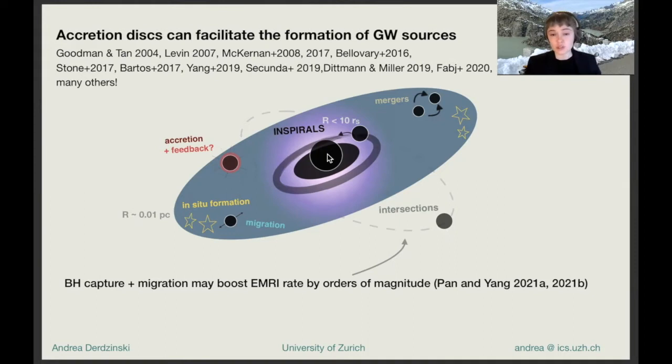And this would lead to an extreme or intermediate mass ratio inspiral, depending on the masses. In the right mass and redshift range, this is a really powerful LISA source. And recent work has demonstrated that with Fokker-Planck diffusive calculations and accretion disk models, this channel can actually boost the IMRI rate by orders of magnitude, potentially.